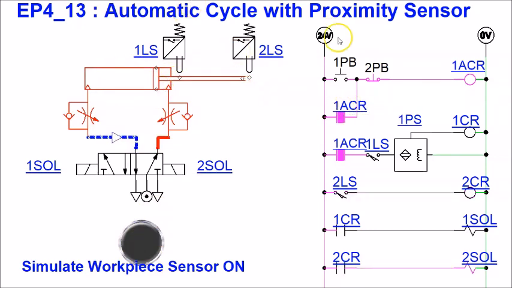Now, to break this cycle, all I need to do is to turn off ACR. Once ACR is de-energized, the contact will go back to open, and I'm going to break the circuit over here. You can see ACR is now open, and the cylinder will not extend again, because the ACR contact is now normally open. No current will flow through, even if your sensor senses an object. So this is how you achieve automatic cycle with proximity sensor.